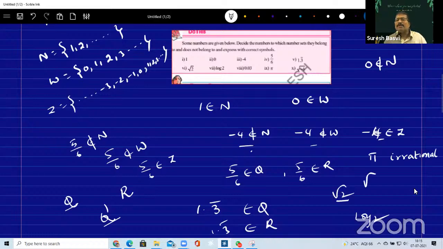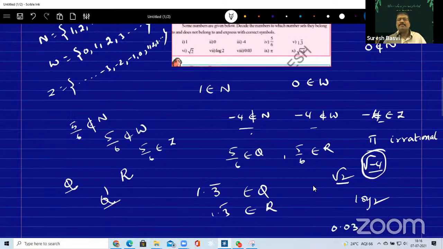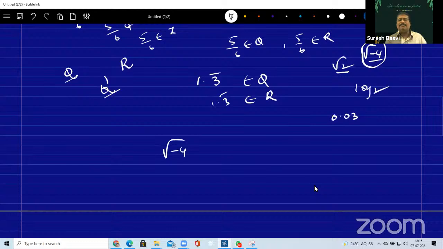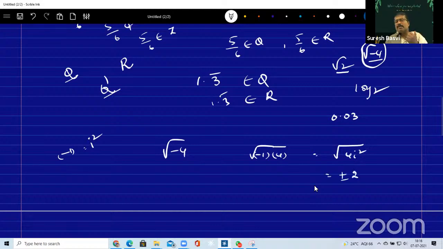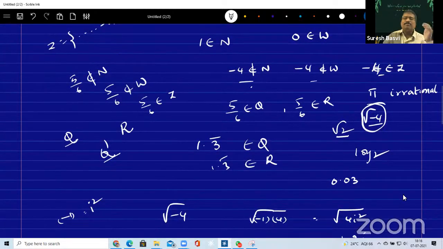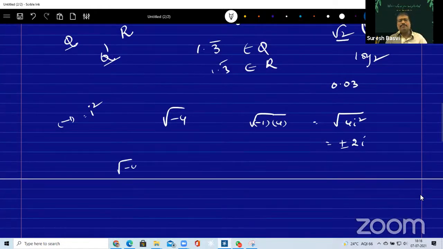Next, root of -4. It is not in our 10th class syllabus. One minute. Root -4 can be written as root of -1 into 4. So -1 is nothing but i square. These are the complex numbers. 4i square means plus or minus 2i. These are all in intermediate, so no need to worry.